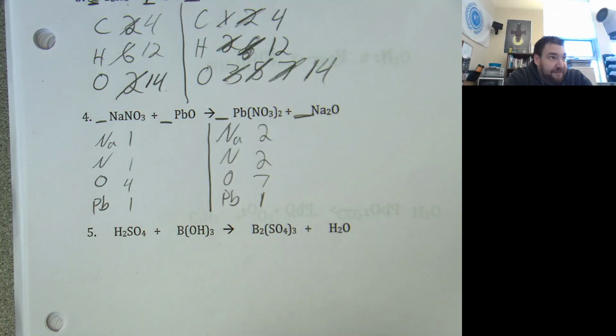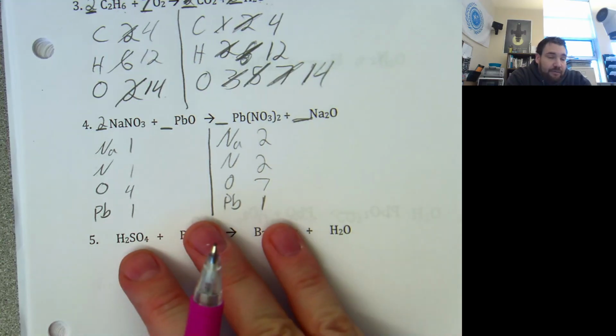Okay, so we're going to work left to right. First thing we're going to tackle is the Na's. What could I toss in front of the sodium nitrate to balance out the sodiums? We toss a 2 there.